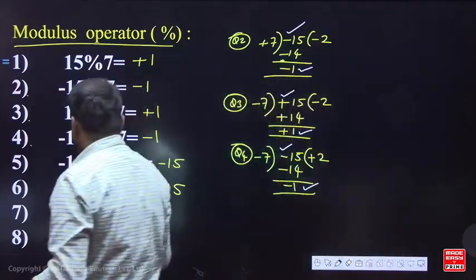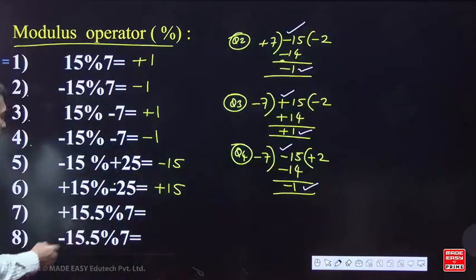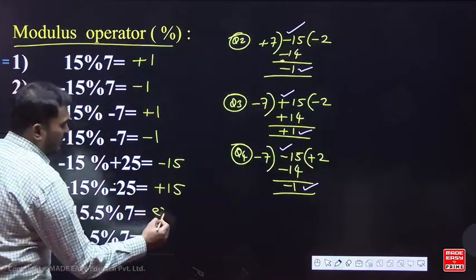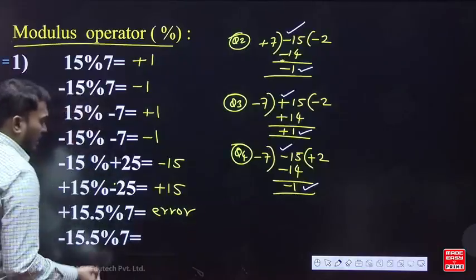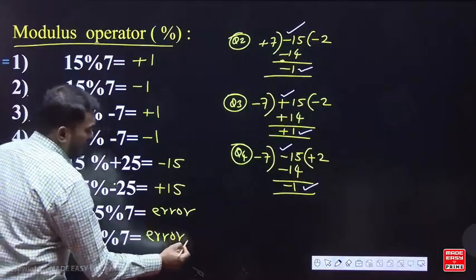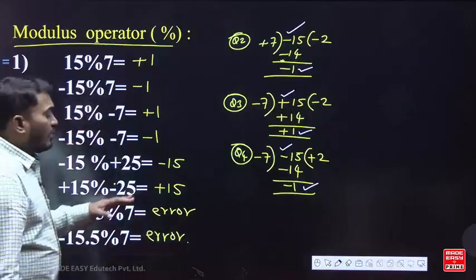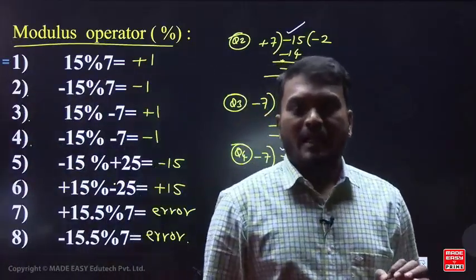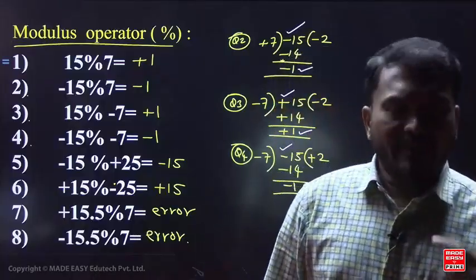And now the last one. Now +15.5 mod 7. What will this give you? Remember, that will give you an error. And -15.5 mod 7 will also give what? Error. Why? Because modulus does not work on float values. Understand this important point.